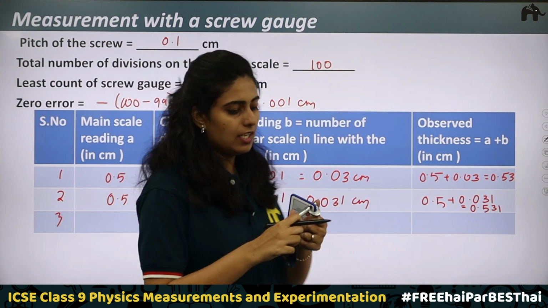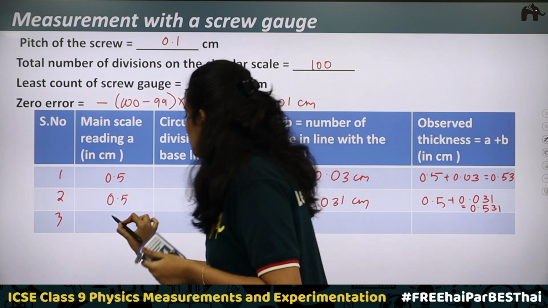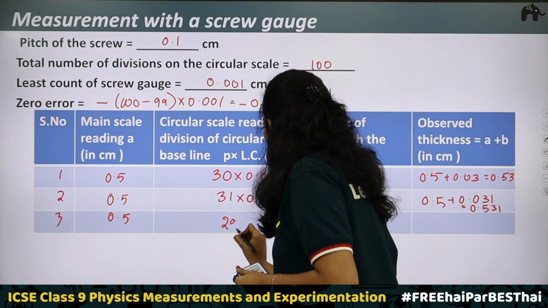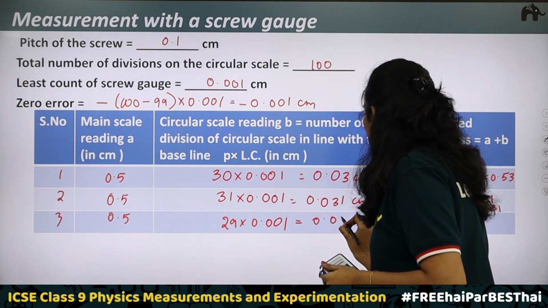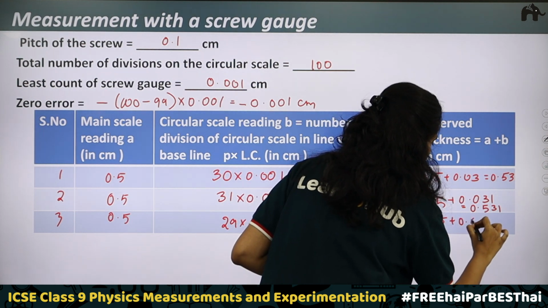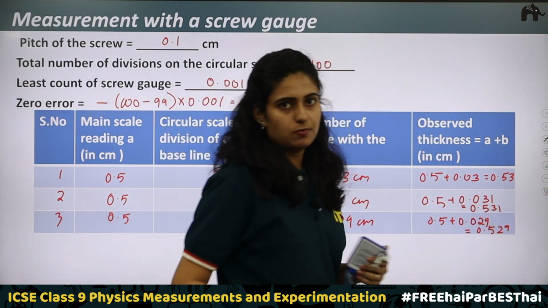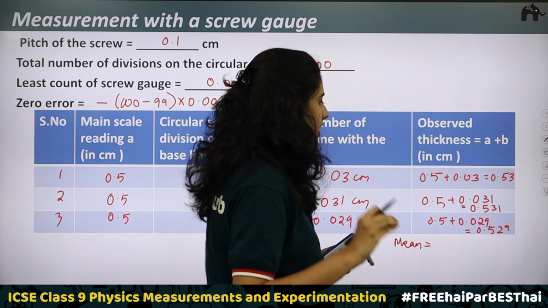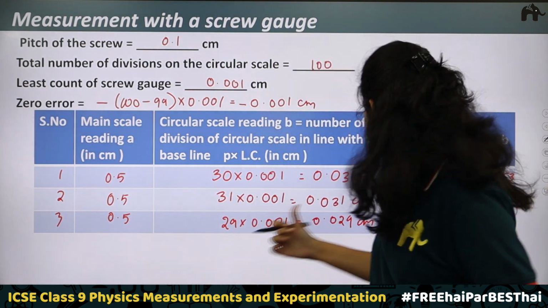Now the third time, again I am repeating it, tightening the screw. I am getting 0.5, and this value now I am getting to be 29. So 29 into 0.001 is equal to 0.029 centimeters. So A plus B is 0.5 plus 0.029, equal to 0.529. Okay, you are getting 3 decimal values. Now you have to find the mean of the observed thickness. So we'll be adding all these and dividing by 3, that is equal to 0.530. You will be getting the mean observed reading to be equal to 0.530.